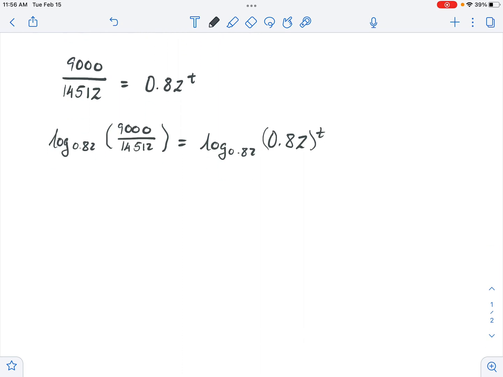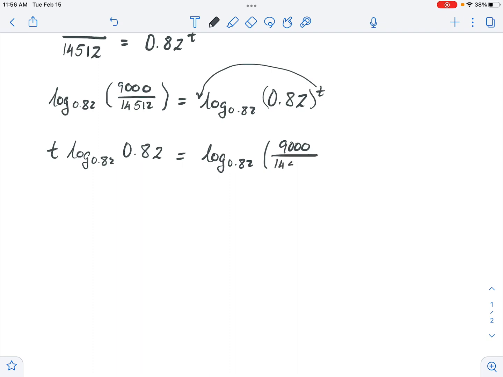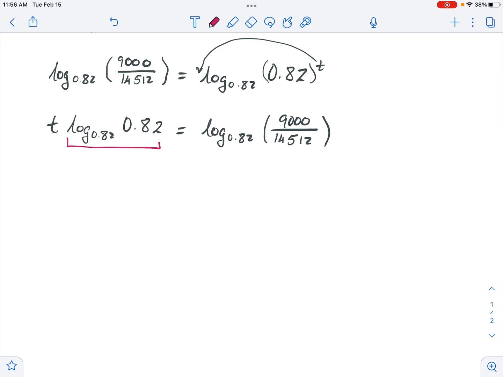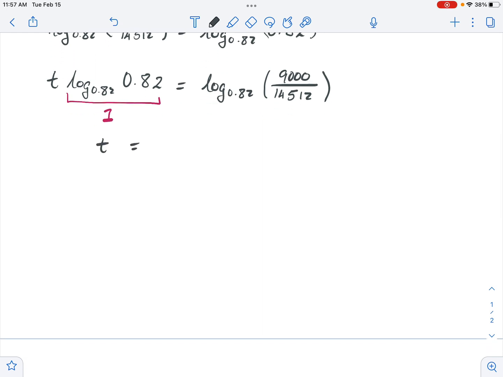And now I can use my rules of logarithms to bring my T down to the front. And so I will get, just rearranging, T times the log to the base 0.82 of 0.82 equals the logarithm to the base 0.82 of 9,000 over 14,512. And now what I notice is that this part here, log to the base 0.82 of 0.82, my base number and my argument are the same, and so this is equal to just 1. And so I have T times 1, or just T, which is what I'm looking for. So T is the log to the base 0.82 of 9,000 divided by 14,512.